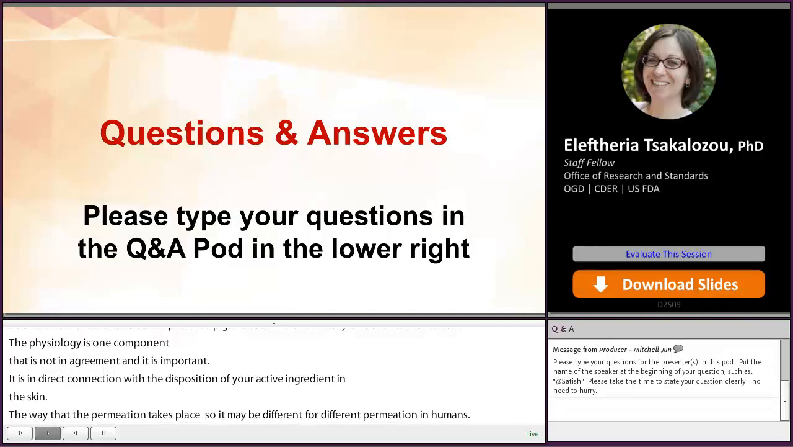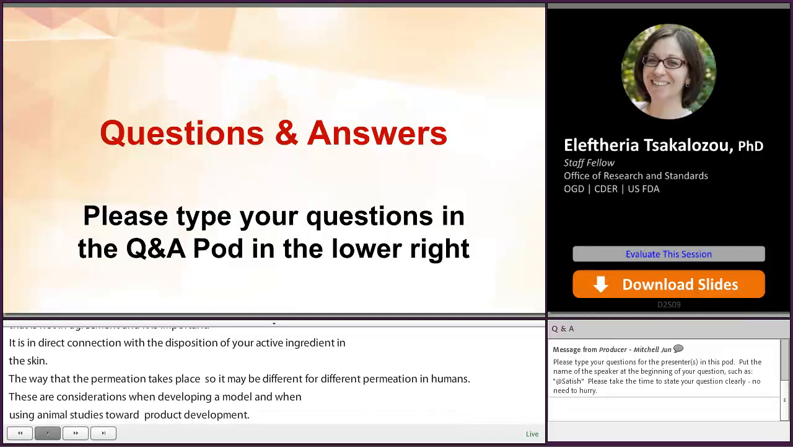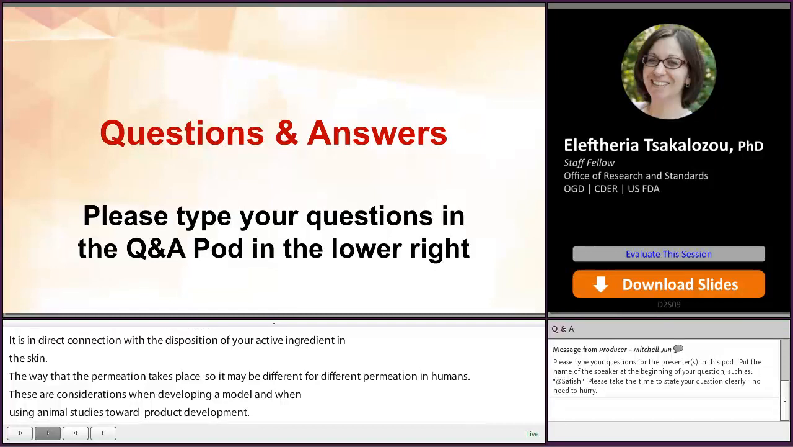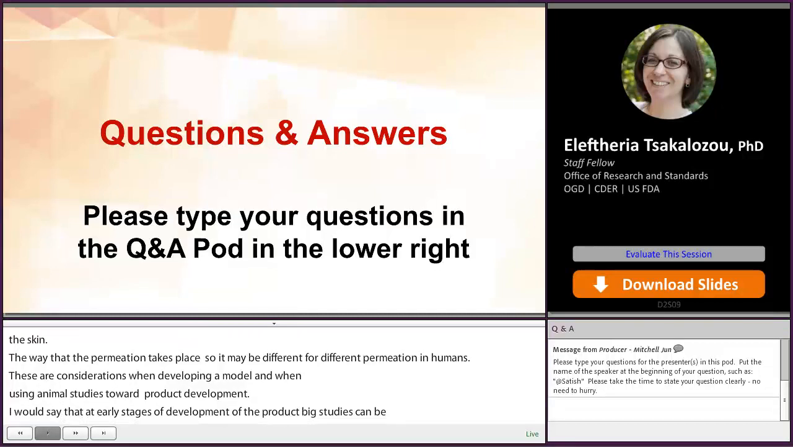I would say that at early stages of development of a product, pig studies can be useful. But when it comes to actually answering a bioequivalence question, we do not accept animal studies. We are focused on human studies. They're more informative.